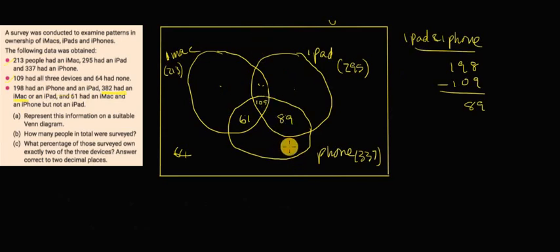Now there's one bit of information I can fill in quite easily, and that's this bit here. The iPhone is 337, and I've got these 3 already. So it's 337, take away these 3, 61 plus 109 plus 89. And that's going to give me 78.